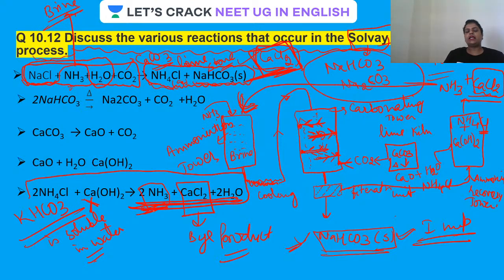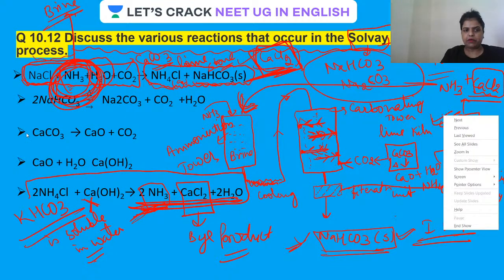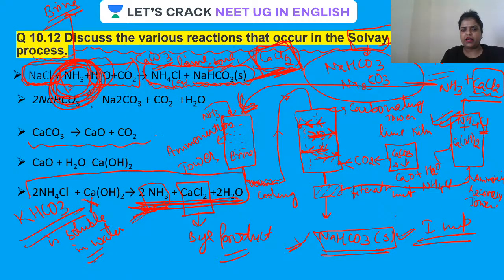So you can say that is the reason a very small amount of ammonia is required here initially, because the rest of the ammonia is going to be recovered in this ammonia recovery tower. I hope it is clear, guys. This particular reaction is happening in the lime kiln, and after that this calcium oxide is dissolved in water before it goes into the ammonia recovery tower. I hope it is clear.